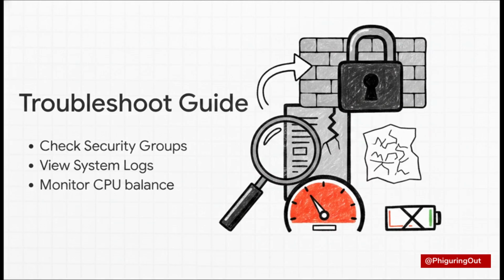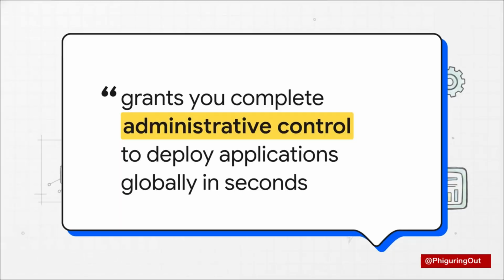And if your service performance suddenly craters on a burstable instance, head over and check the CPU credit balance metric in CloudWatch. Chances are you've exhausted your burst credits and you are being heavily throttled. So the crucial point is this: AWS EC2 shifts your infrastructure from a rigid, expensive physical liability into flexible, highly programmable software. It hands you complete administrative control to deploy applications globally in seconds, just as long as you embrace the responsibility of maintaining and securing that environment.